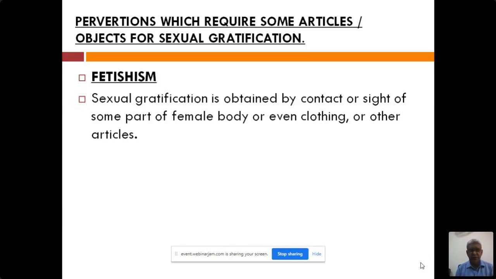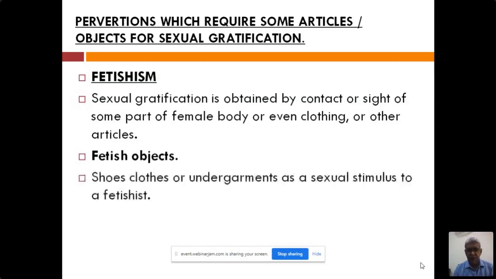So fetishism is sexual gratification by contact or the sight of some part of the female body or even clothing or other articles, even the shoes, the undergarments or other parts, and these are said to be fetish subject objects.